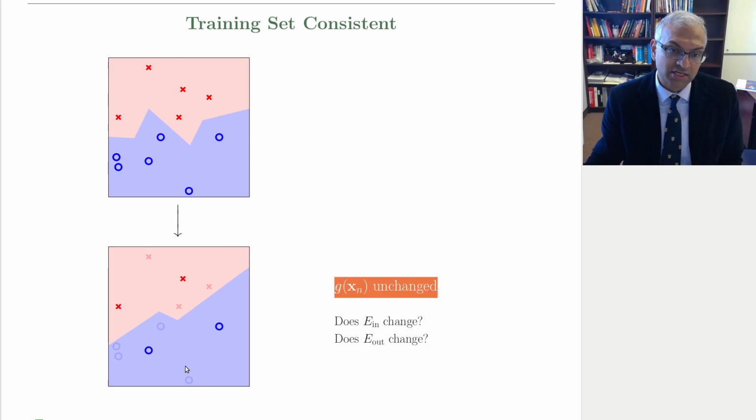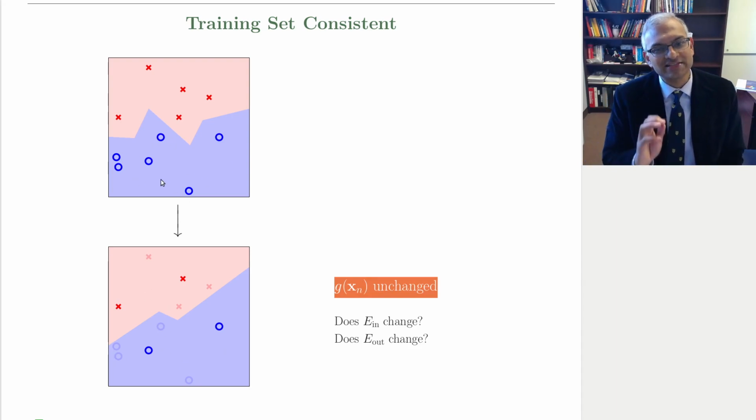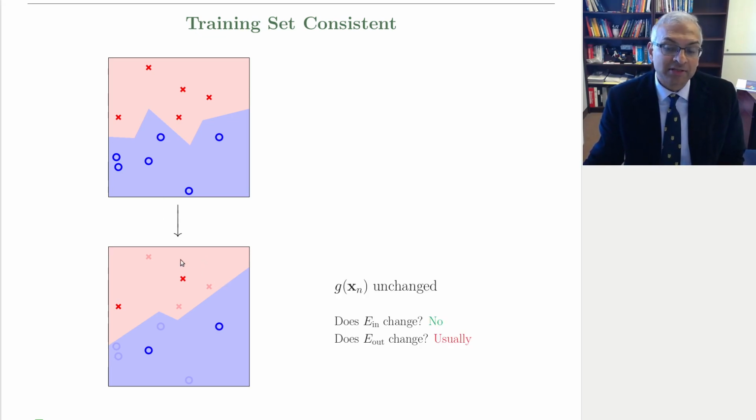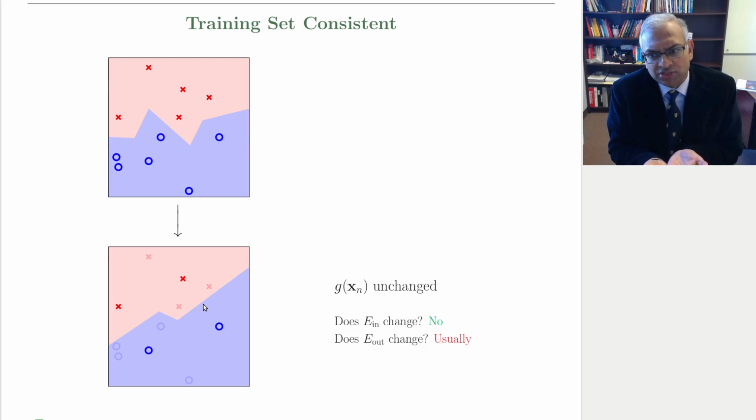All the blue data points are classified correctly as they were before. Okay? So the in-sample error has not changed. What about the out-of-sample error? Now, in general, yes. Why? Because look, the boundary has changed. So the function has changed. The final hypothesis has changed. And if the final hypothesis changes, then you expect its out-of-sample error to change.